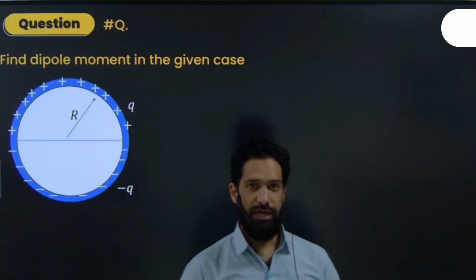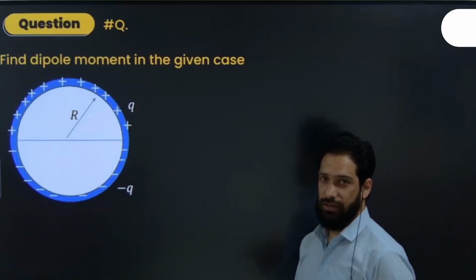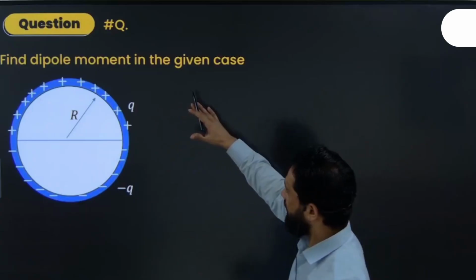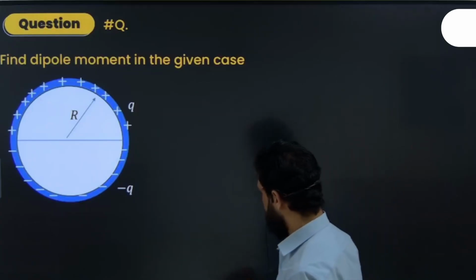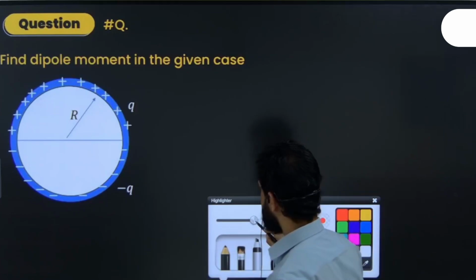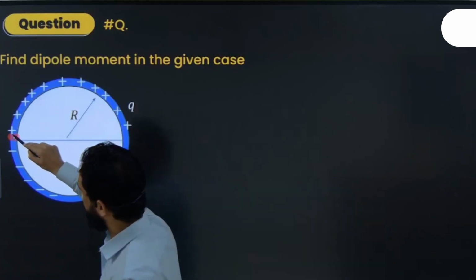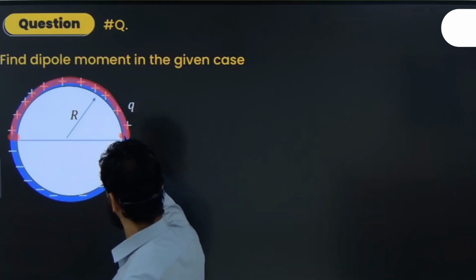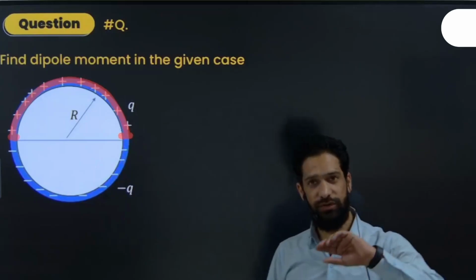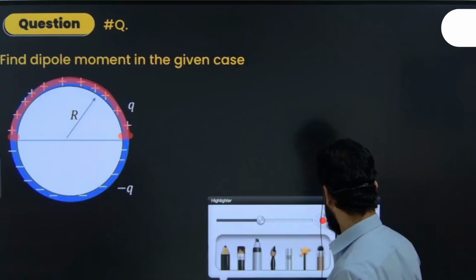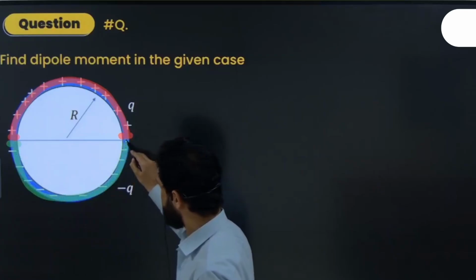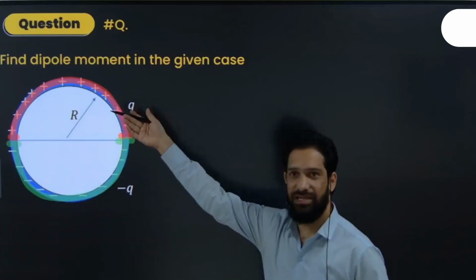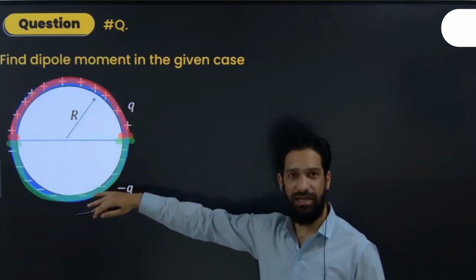Again you have a ring here. Find the dipole moment in the given case. Here you have a ring, and half of it has a positive charge, let it be plus q uniformly, and the other half has a negative charge. You can see like this. The upper semicircle is a positive charge, the lower semicircle is a negative charge.